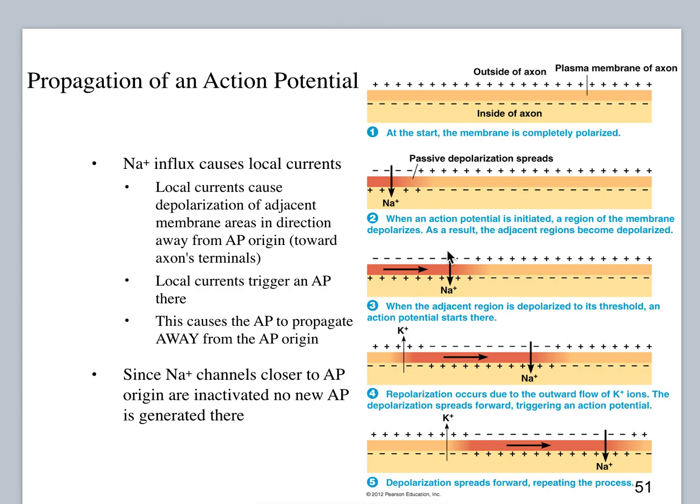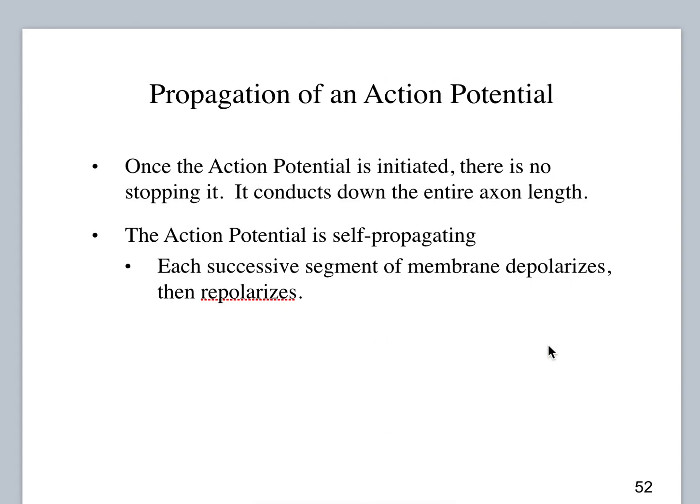The next sodium channel opens up, and it repeats the process, so now you have more positive charges inside the axon at this point, and it keeps going, so on and so forth, so that it just propagates down the axon. One ion channel at a time opens up and allows sodium to rush in, which stimulates the next ion channel to open up. Once an action potential is started, there's no stopping it. It conducts all the way down the entire axon length.